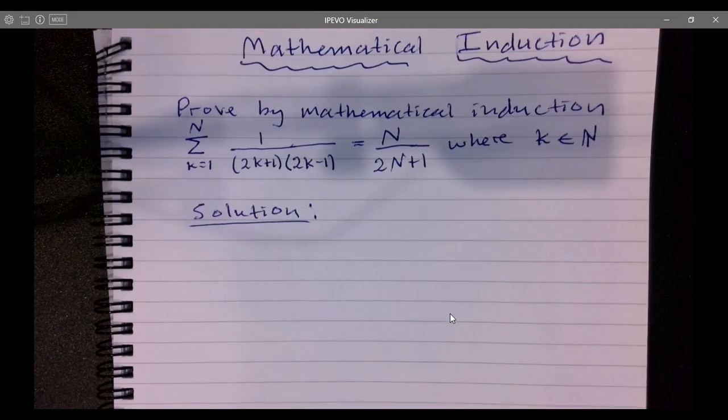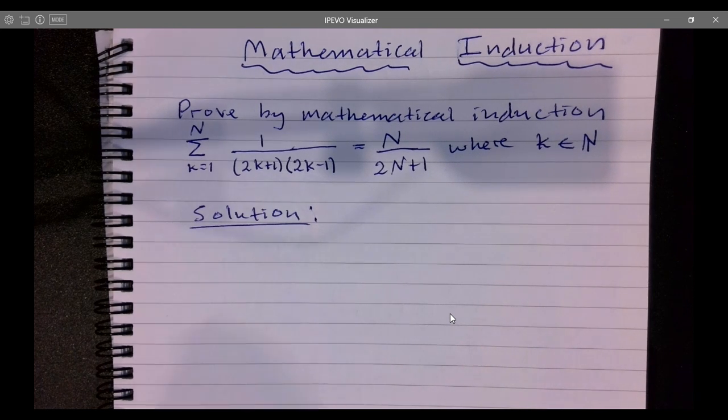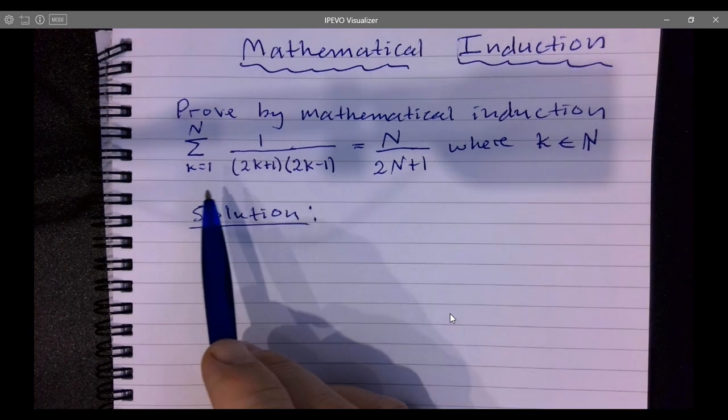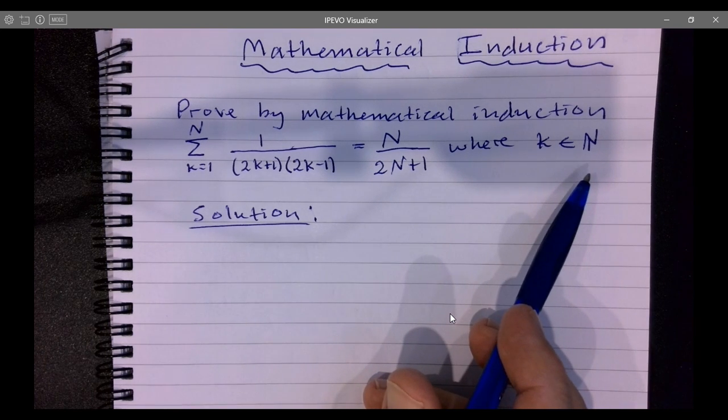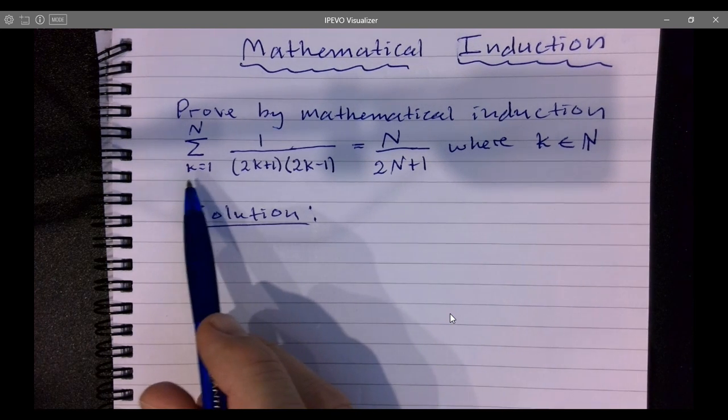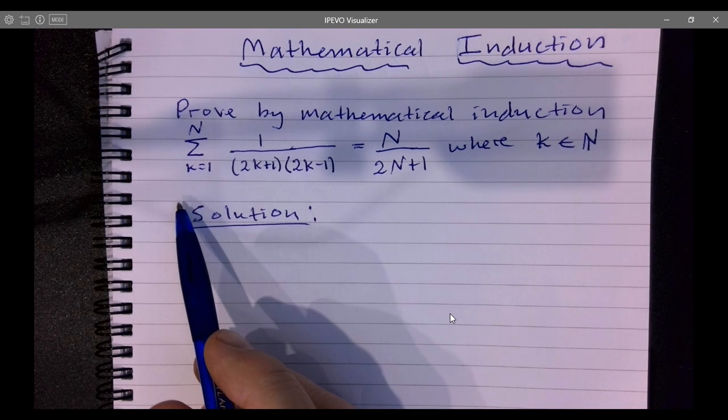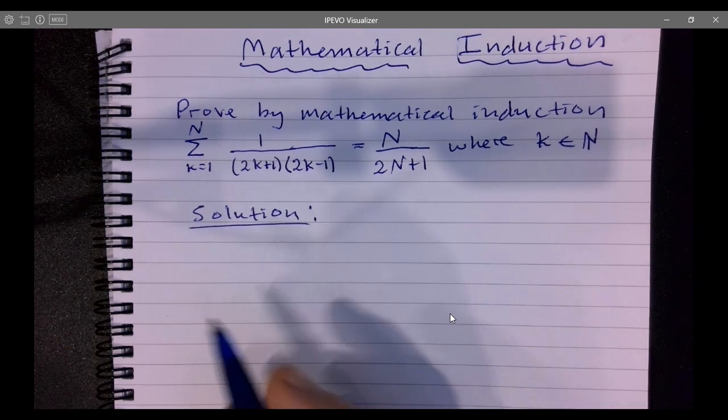We're going to be looking at mathematical induction, and we're going to look at this question here. We've got to prove by mathematical induction that the left-hand side equals the right-hand side, where k is an element of the natural numbers. Now, we've done sigma notation before, so I'm not going to go through that with you. I'm just going to get straight into the question.